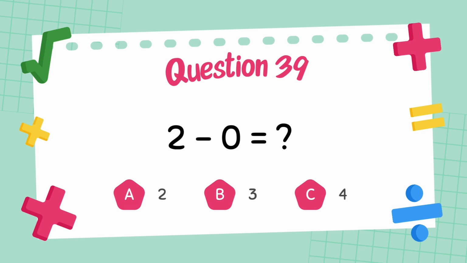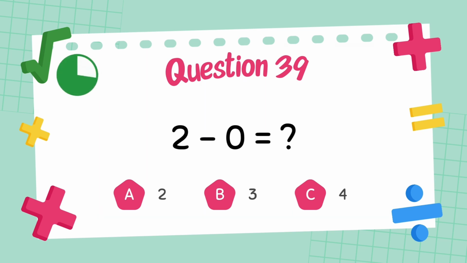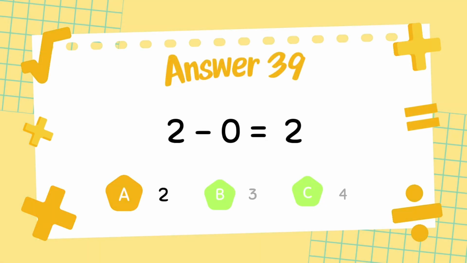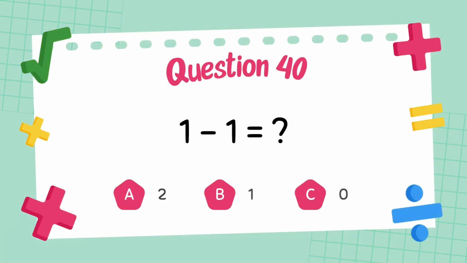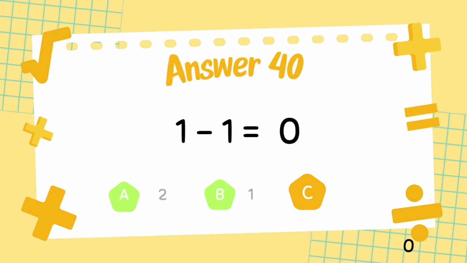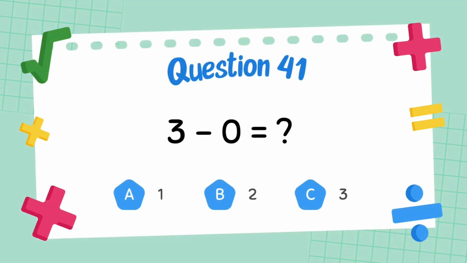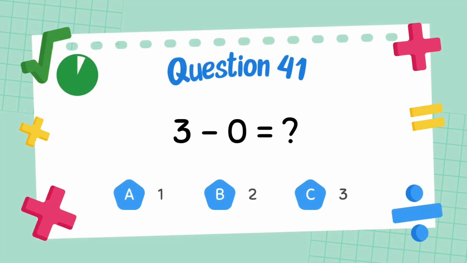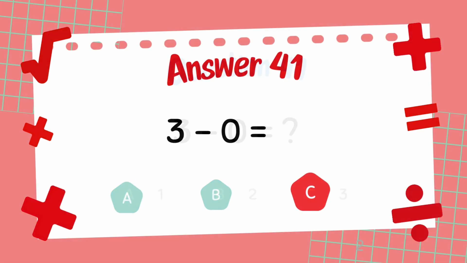What is 2 minus 0? The answer is 2. What is 1 minus 1? The answer is 0. What is 3 minus 0? The answer is 3.